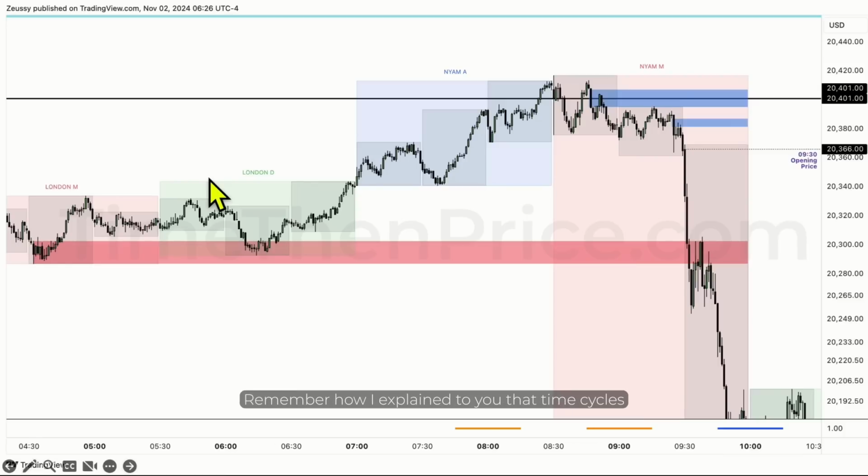Remember how I explained to you that time cycles always do one or two things when the high or low of a previous cycle gets taken out. It's either a purge and revert, as we saw take place right here at 8:30, where we purged the previous cycle high and then reverted towards the previous cycle low, or it's the continuation model, where we trade below a previous cycle low and it begins to function as resistance on price. That is what you see right here.